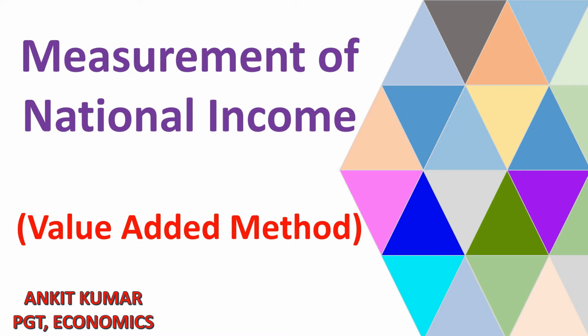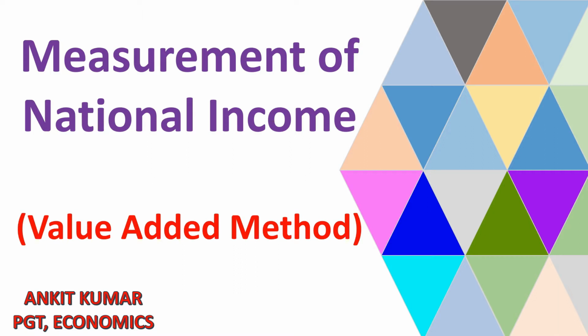Earlier we have studied that there are three methods to calculate national income. We know that production, income and expenditure are three different phases of circular flow of income. So national income can be measured by three different methods: first, value added method; second, income method; third, expenditure method. It must be noted that all three methods give the same value of national income because they are used to measure the same physical output at three different phases. In this video, we will study the value added method.